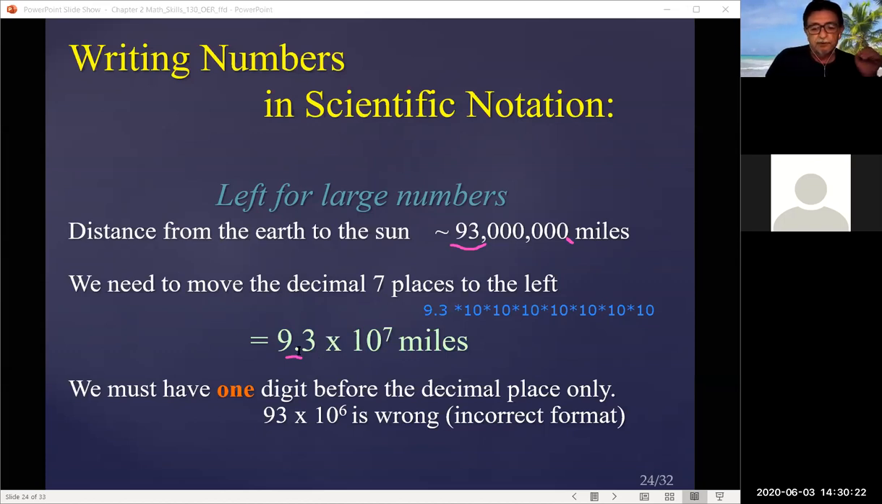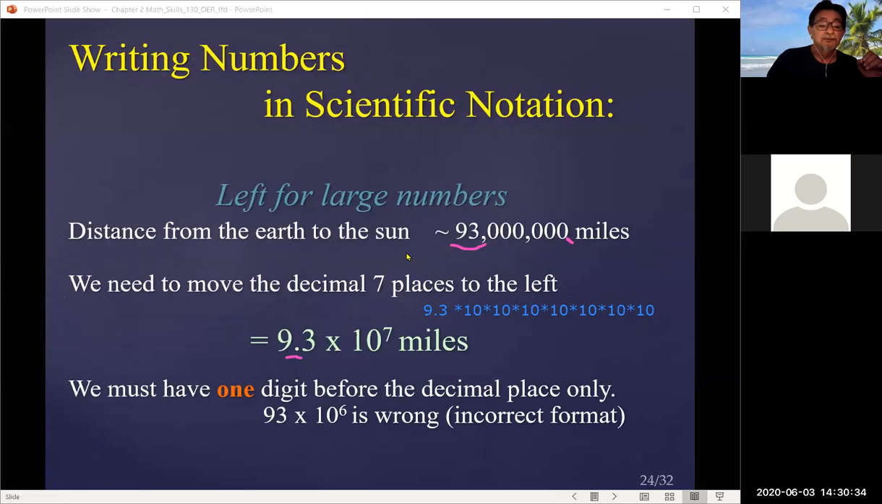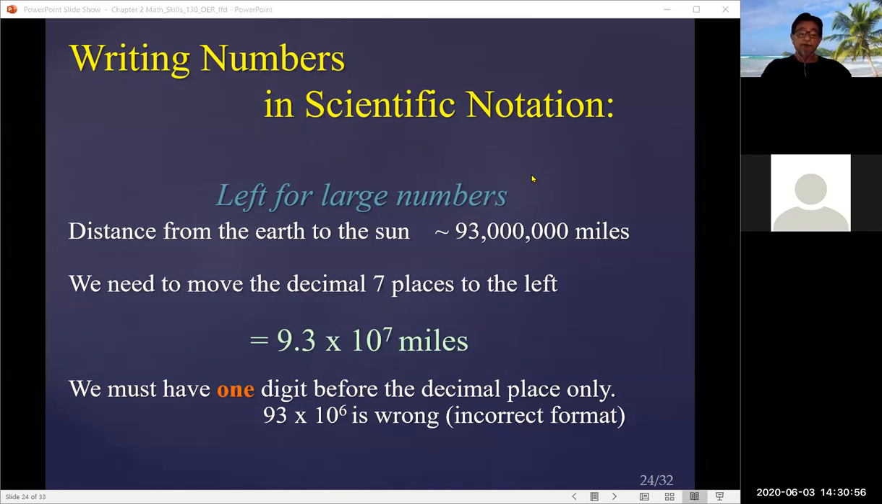The correct format is like it is written here. So it wouldn't be, hold on 1 second. It would not be 93 point something, it would be 9.3. Okay, 9.3. All right, so correct format. Let me clear this up a little bit. All right, so now that's for very large numbers.